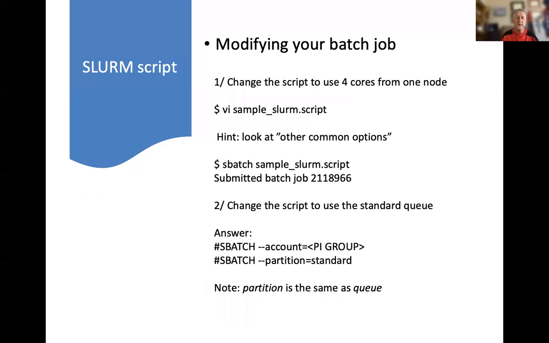All right, so let's change the script and use 4 cores instead of 1. So use your favorite editor, VI, Emacs, and then look at the options, how to change it, and then run it again. Sbatch, now you'll get a new job with a new number, and you can look at it and see what changed. And then here's another option, change the script to use standard instead of windfall, because remember windfall can be preempted, and if you have permission from your PI to use the standard queue, then the options there show you how to change the script to run on the standard queue.